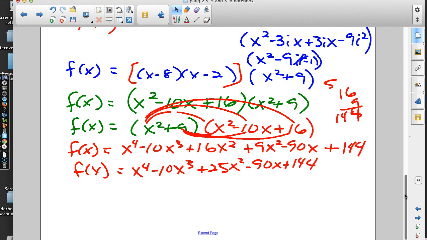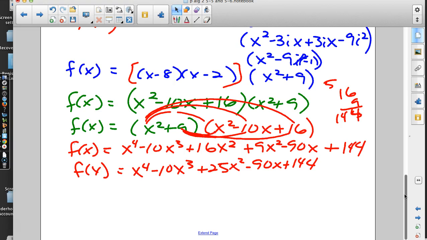And if I go to all this work, doggone it, I'm going to punch it in and make sure. Let's see. We had x to the fourth minus 10x to the third plus 25x squared minus 90x plus 144. Should hit at 8 and 2 and nowhere else. Ta-da! We did it. We made it happen.